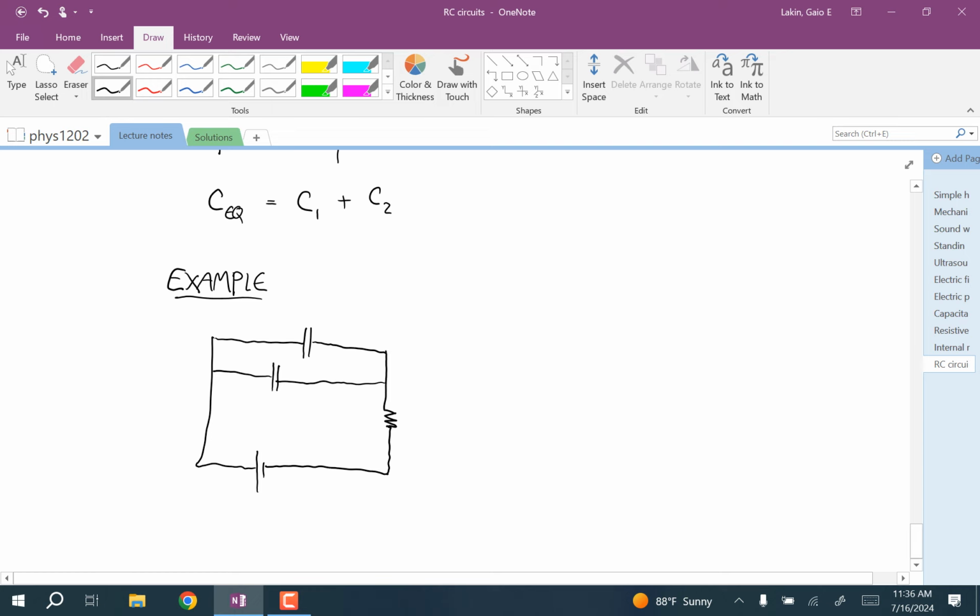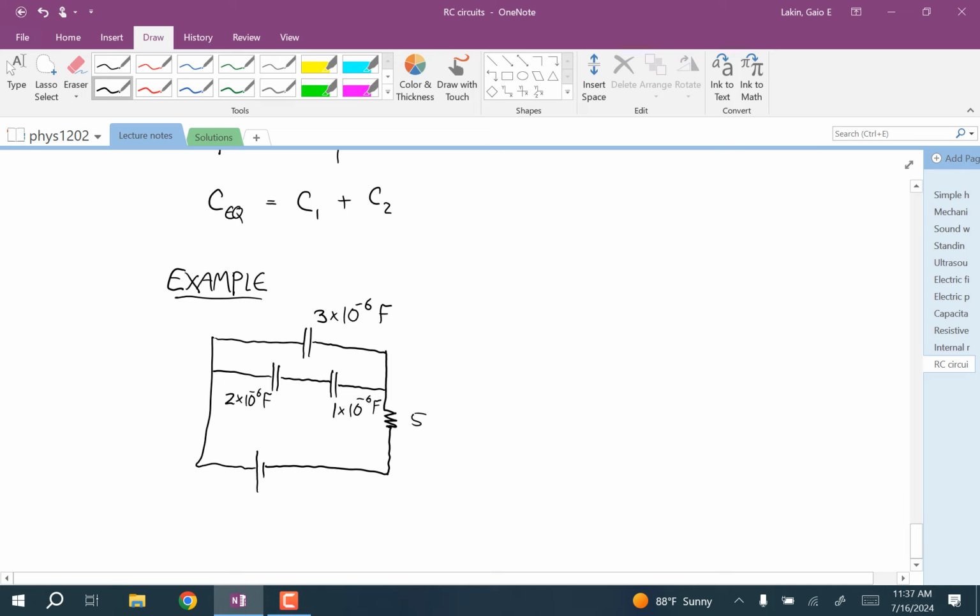Okay, so here's our circuit. I'm going to put one more capacitor in. Let's say that the top one has a capacitance of 3 times 10 to the minus 6 farads. The one below on the left has a capacitance of 2 times 10 to the minus 6 farads. And then the last one has a capacitance of 1 times 10 to the minus 6 farads.